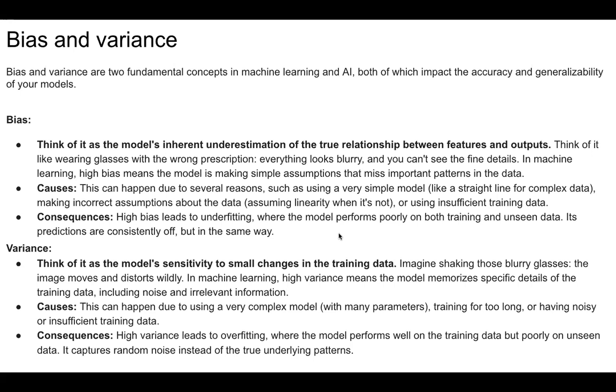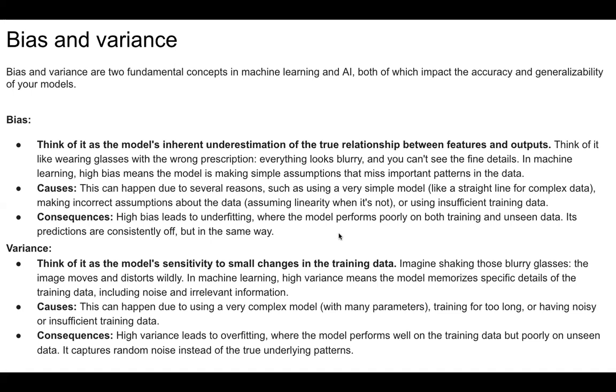Today, we are going to talk about bias and variance. What do they mean? How to compute them? How to fix them or address them? We're going to talk about that. So, bias and variance are two fundamental concepts in machine learning and AI. They both impact the accuracy and generalizability of your models. Like, how much can you generalize your models? How accurate is your model? Okay, they impact both.